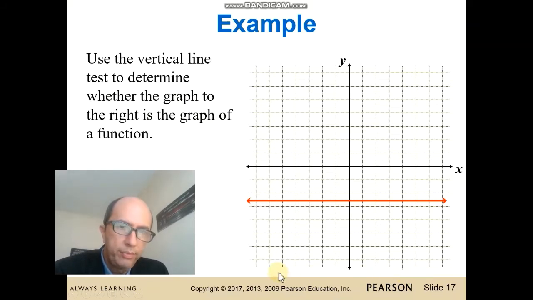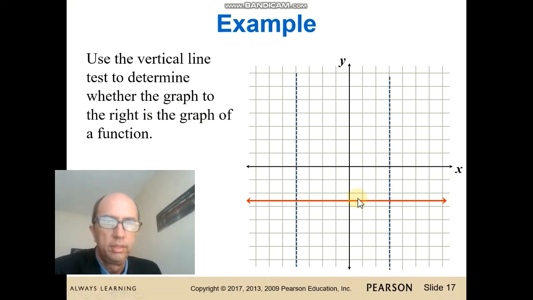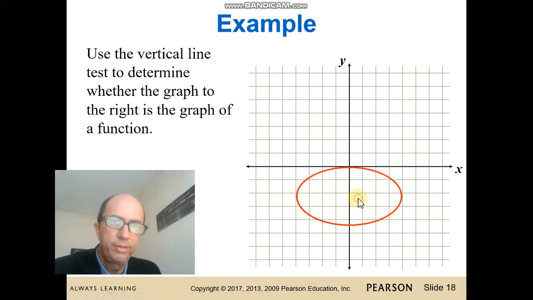The next one. This is another graph. See, this is a linear equation. Use the vertical line test to determine whether the graph on the right is the graph of a function. And now we can check these vertical lines here, and you see that all the vertical lines will intersect this graph in how many points? Just 1 point, right? So, yes, this is a function.